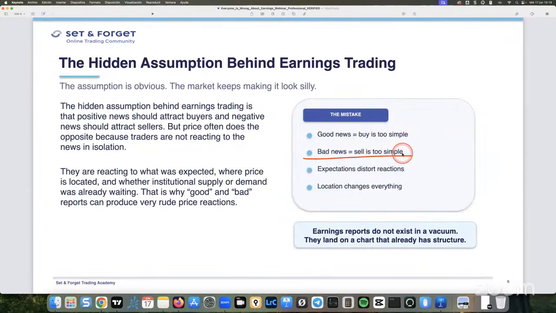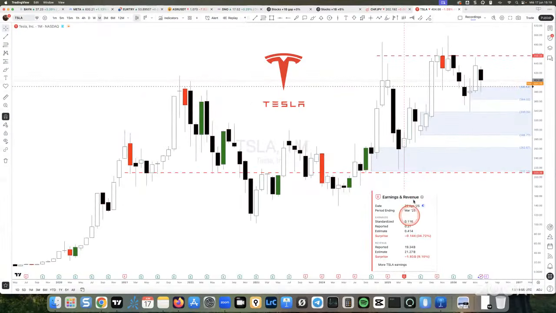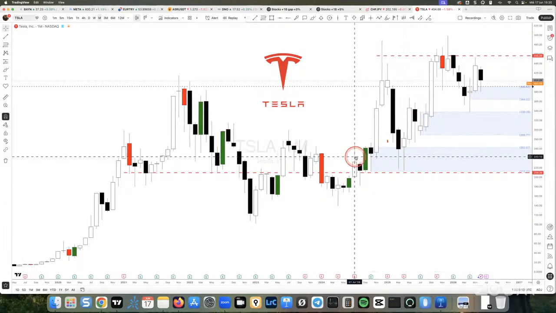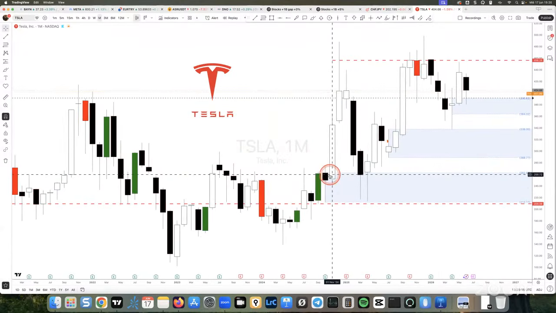Bad news, sell is too simple, let's sell. No, we have demand in control. Here, what happened? That negative earnings release on Tesla helped Tesla, was probably the catalyzer, amongst other things. Which thing? I have no idea. And do I care about it? Nope, I don't care about it. I just care that this is the strongest demand level in years, and I want to buy here.